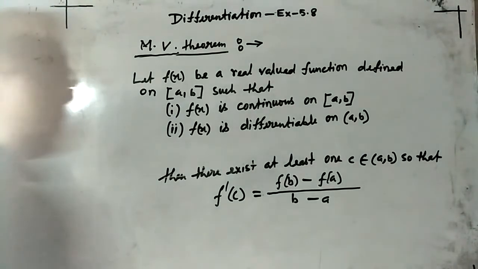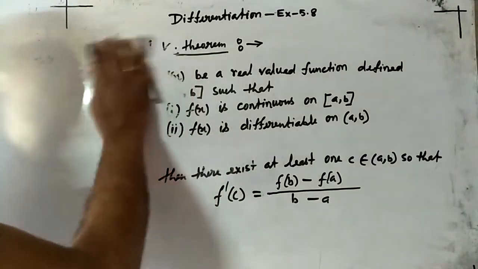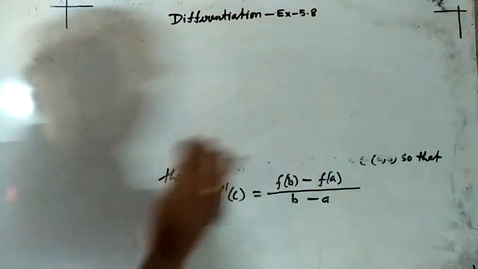So here I am explaining two questions of exercise 5.8, question number 1 and question number 4. In the first question we have to verify Rolle's theorem, and in question number 4 we have to verify the mean value theorem. Generally we get a 4 marks question in the board examination from this topic. Question number 1: verify Rolle's theorem, and the function is given.